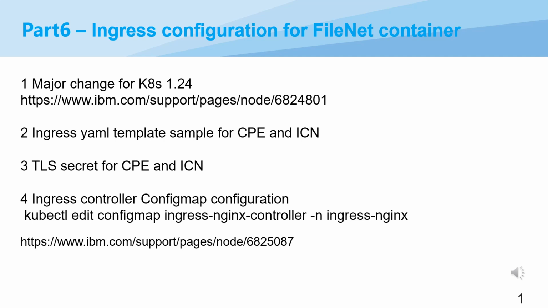This is the screen again for my VM ECM level to support him in AP reading. Okay, continue with the FileNet standalone container install and configuration on Kubernetes cluster. And this is the last part, part 6, Ingress configuration for FileNet container.